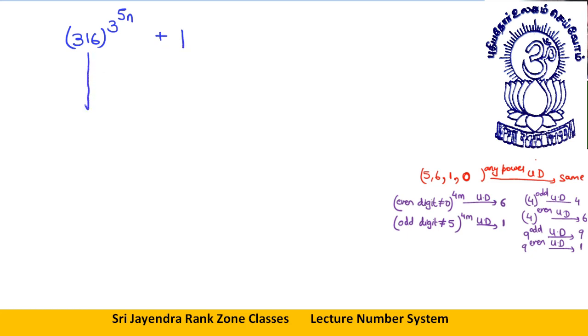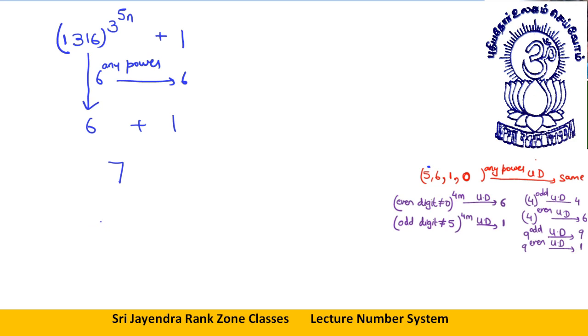The only basic fact is 6 raised to any power will give you the same digit 6. So you will get a 6 from here, plus 1, that is 7 will be your answer. Had the question been 1316, then also it won't make any difference. Your answer will remain the same. Let's move to the next one.